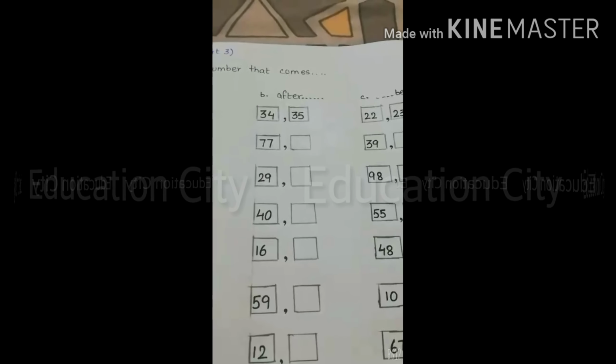What do you mean by after numbers? The numbers come forward. After numbers are also called the forward number. When we count forward from a given number, we get the number after. Let's count the number after. Okay, 34, then 35. 35 is after number of 34.